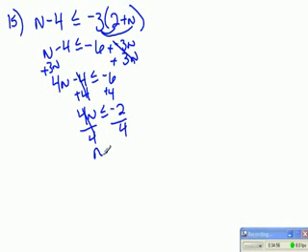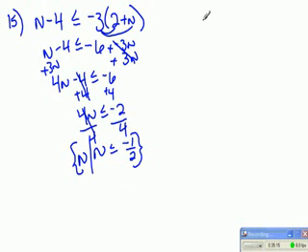Divide by 4. n is less than or equal to negative 2 over 4. I cannot solve, but I can reduce to negative 1/2. Put it in set builder notation. And I need a number less than or equal to negative 1/2 that I can plug in here.